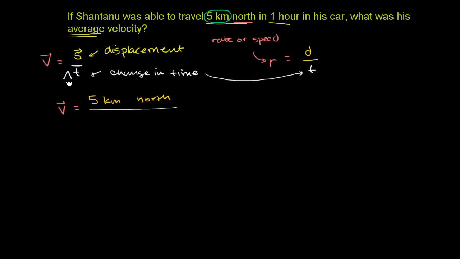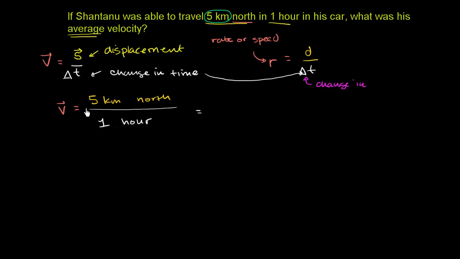Sometimes you'll see someone actually put this little triangle, the character delta, in front of it, which explicitly means change in. It looks like very fancy mathematics when you see that, but a triangle in front of something literally means change in. So this is change in time. So it goes 5 kilometers north, and it took him 1 hour. So the change in time was 1 hour. So let me write that over here. So over 1 hour.